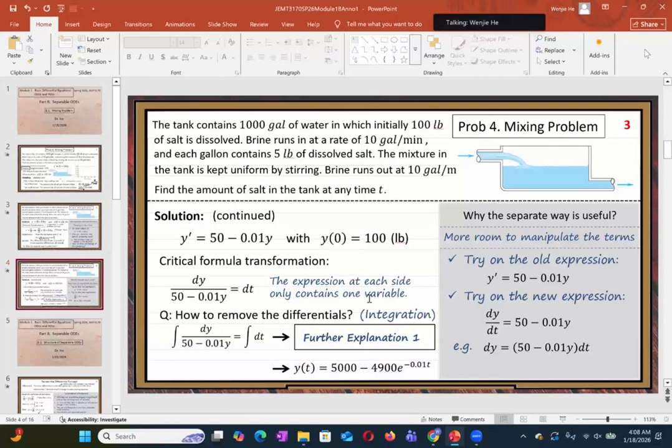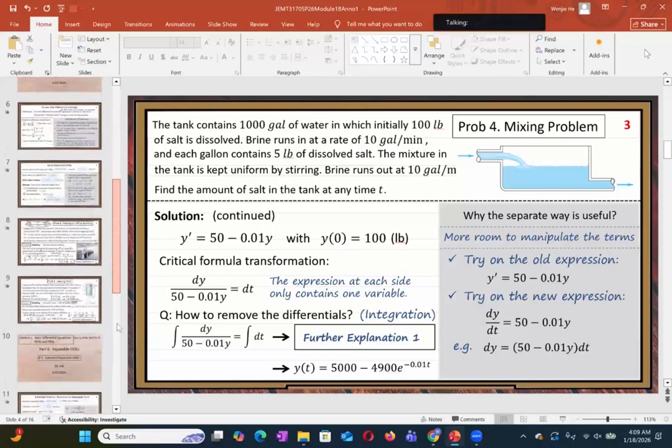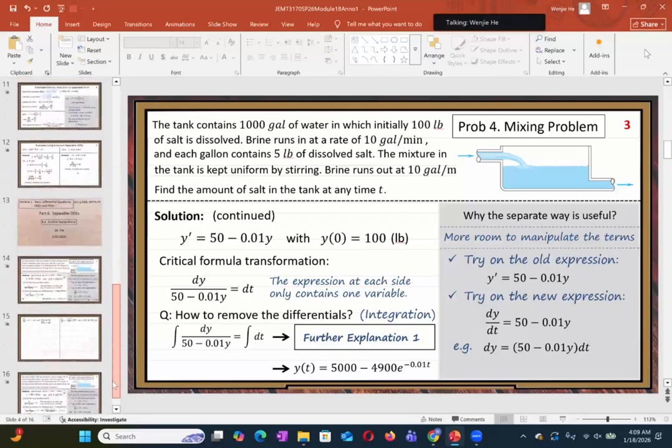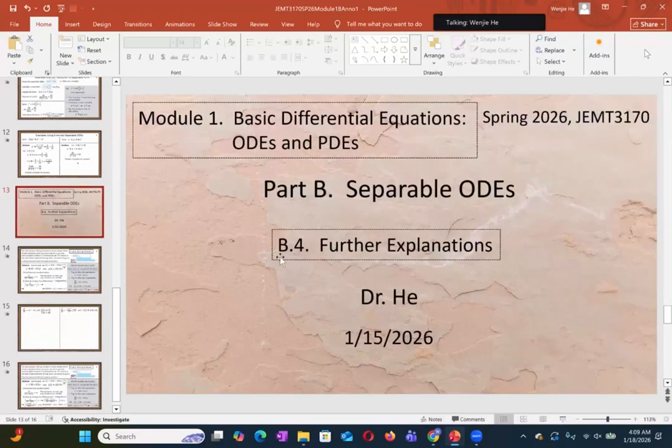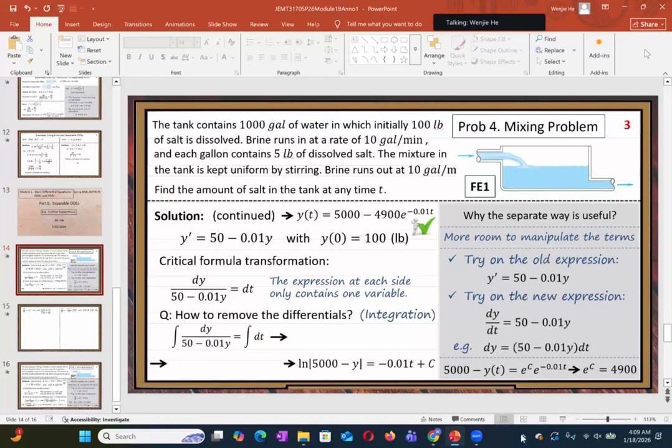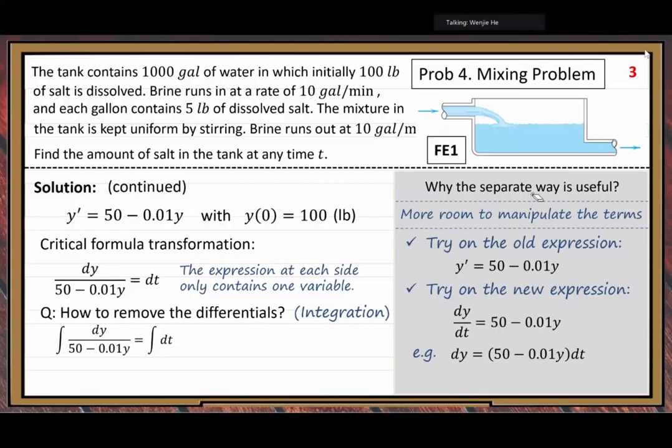That's the place, location, we need to do the first further explanation. Here, I just jump to the slide I need to use to do the explanation. So our B.4, the first one, I need to use this slide to explain. All right, so let me get to the right place first. Now we need to do the calculation.